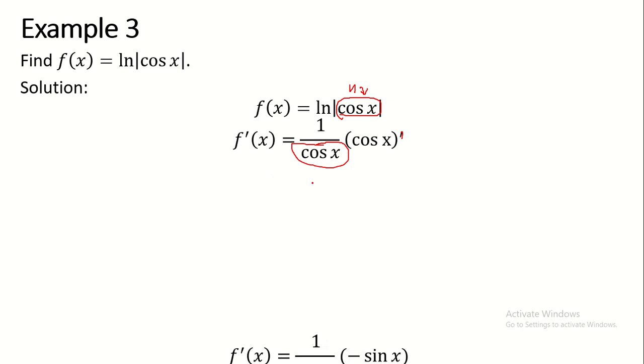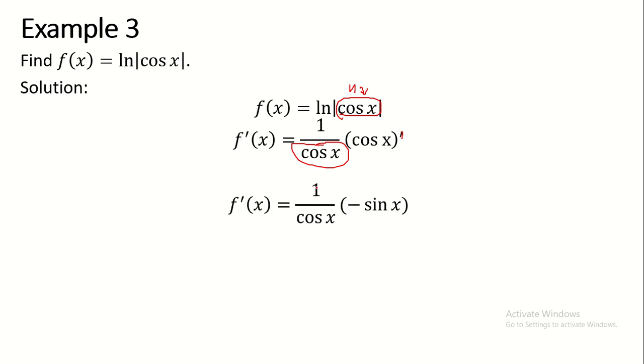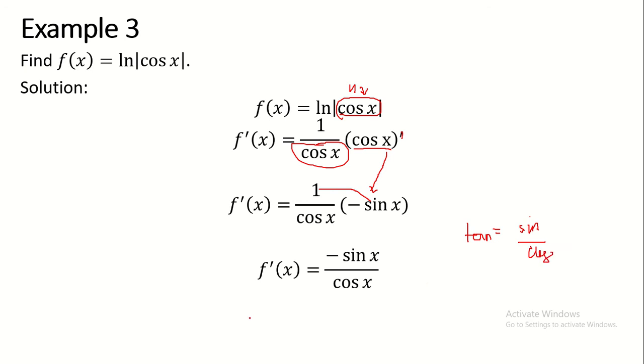So, this will be equal to f prime of x is equal to 1 over cosine x and then ang derivative ng cosine x ay negative sine x. And then, multiply natin, 1 times negative sine x is negative sine x all over cosine x. At alam natin na yung tangent is equal to the ratio of sine over cosine. So, pwede natin siyang isulat as f prime of x is equal to negative tangent x. Okay.